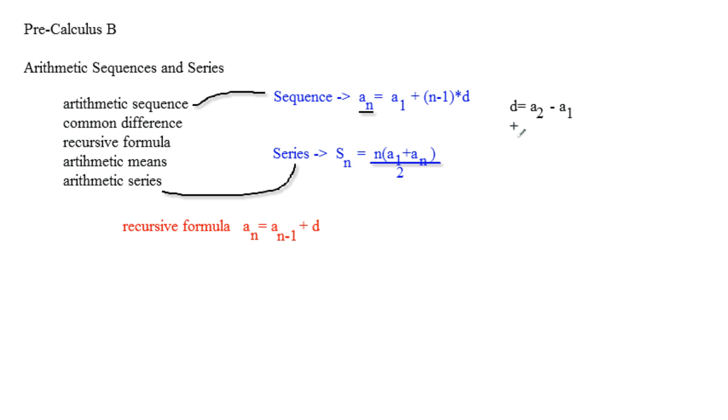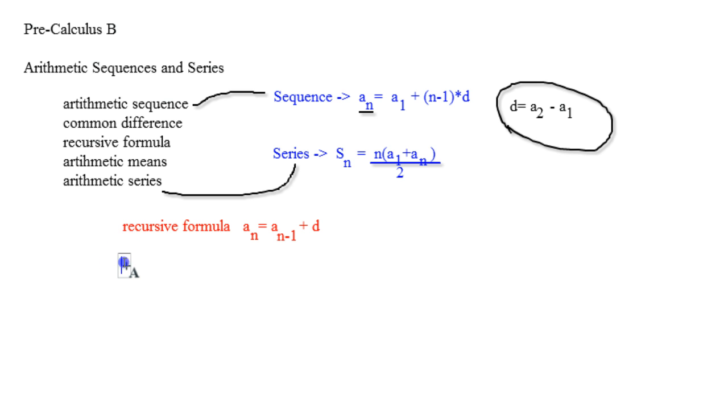Now, this is seriously just a review of what you've done in Algebra 2. The common difference is where you take the second term minus the first term, or you could take the third minus the second. Whatever it is, you take one term and subtract the one from before, and work with it that way. Now, the recursive formula is different from the explicit formula.